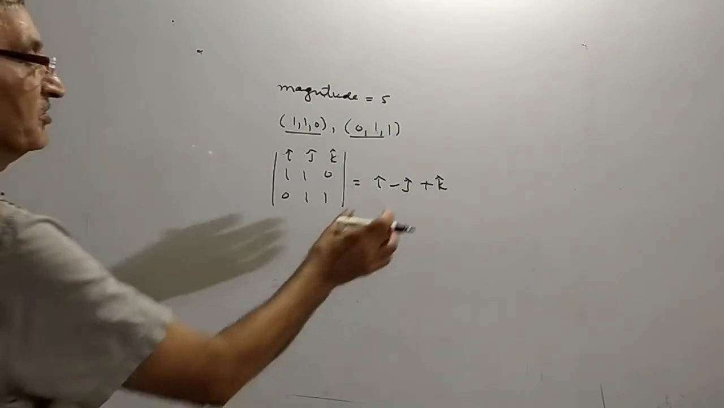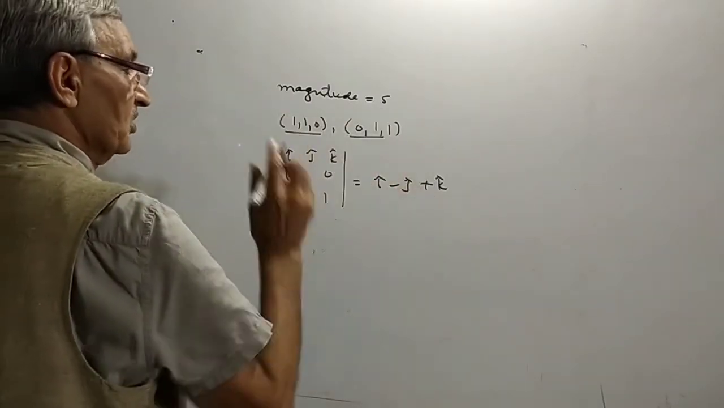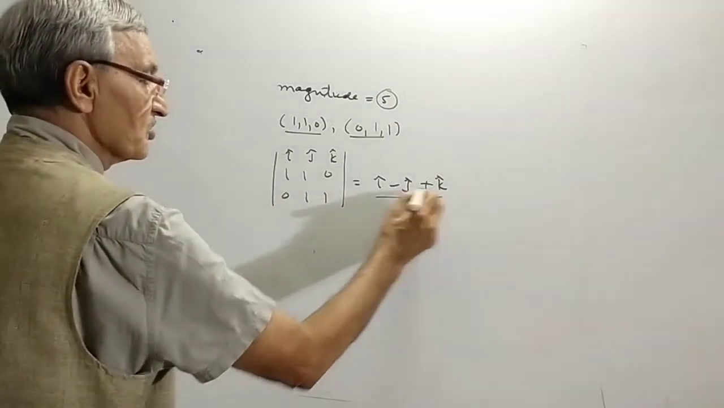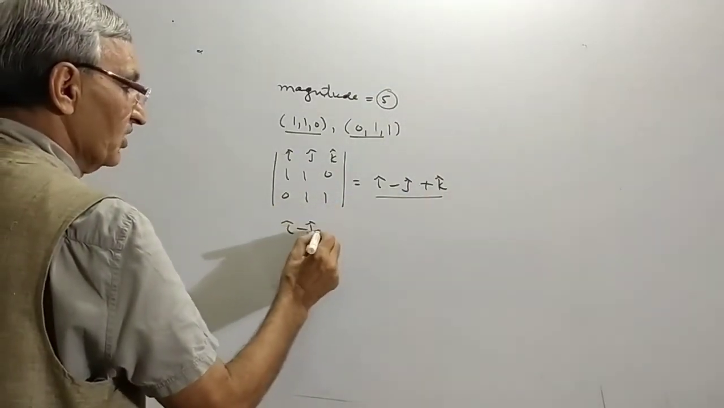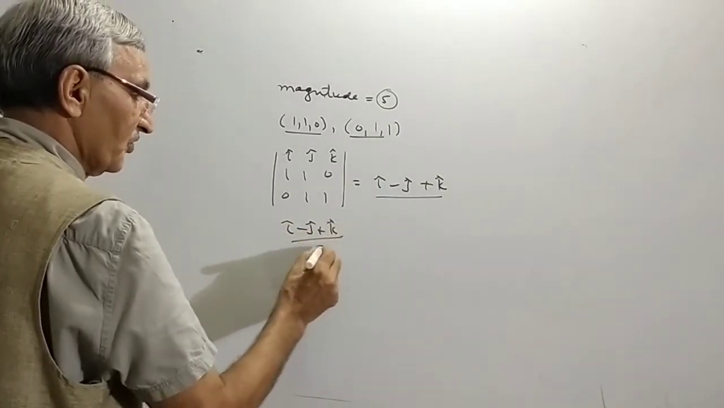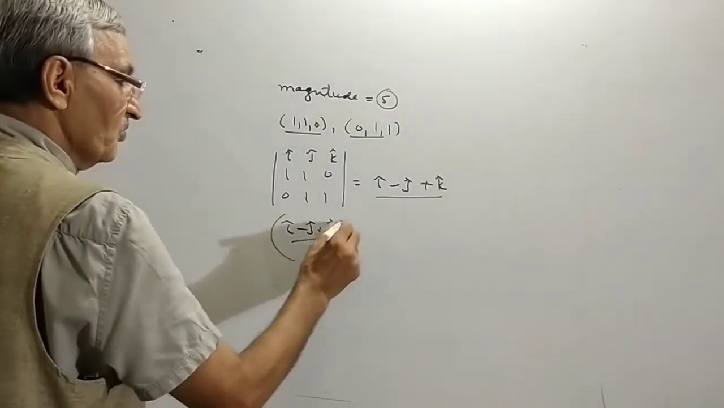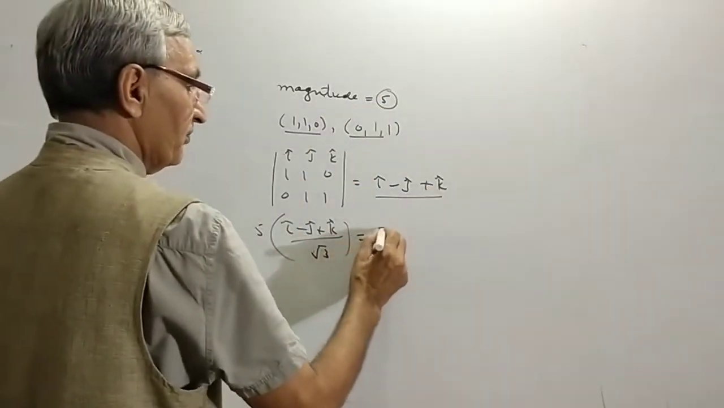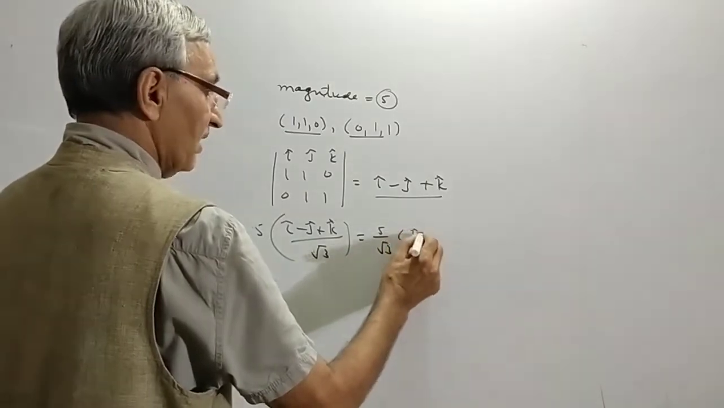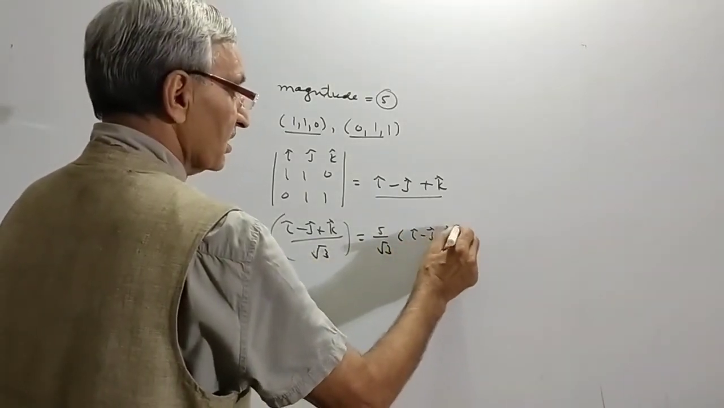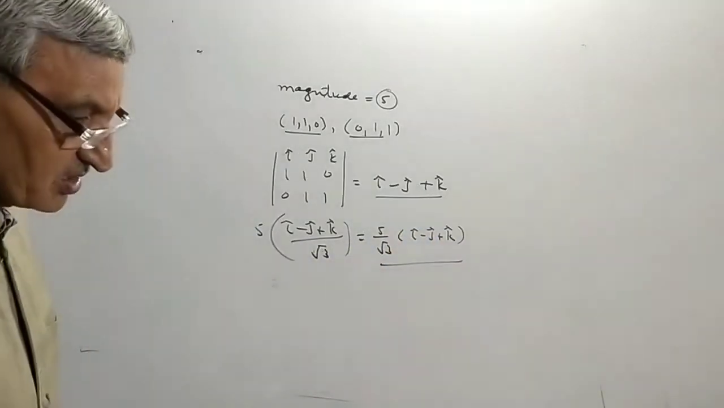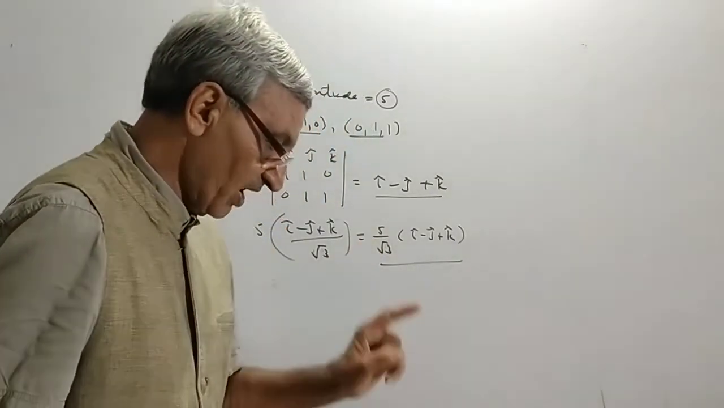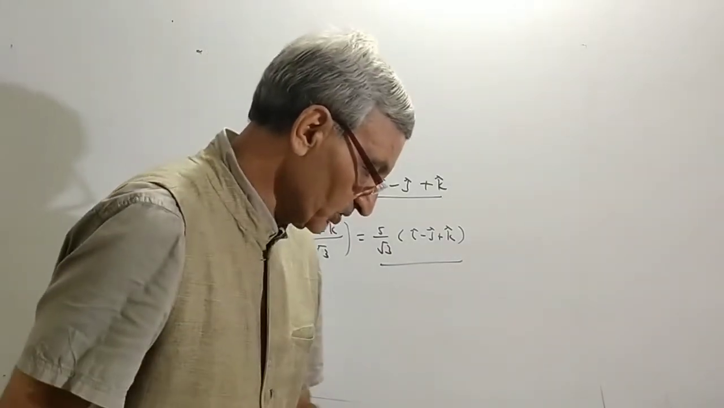This is a vector which is perpendicular to both. I want its magnitude to be 5. So first of all, I find its magnitude, which is under root 3. If I divide by its magnitude, this is the unit vector. Now I multiply by 5. So 5 upon under root 3 into i minus j plus k is a vector which has magnitude 5 and is perpendicular to both A and B.